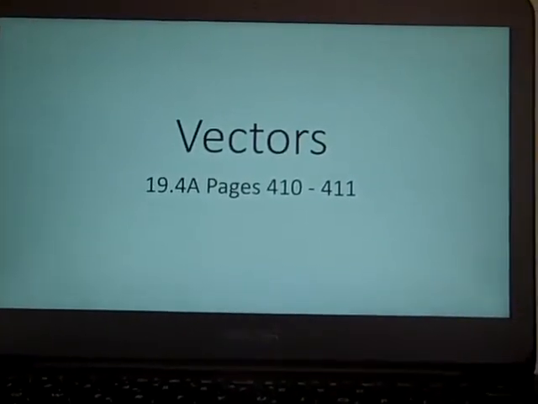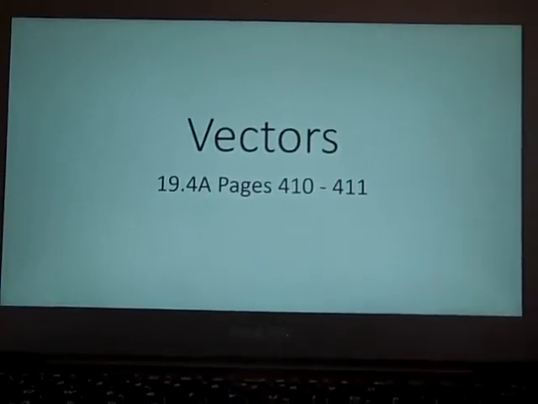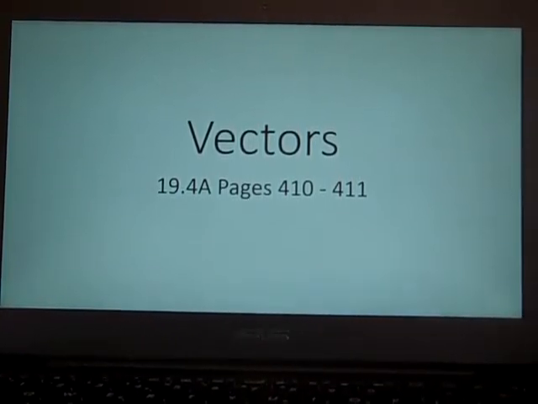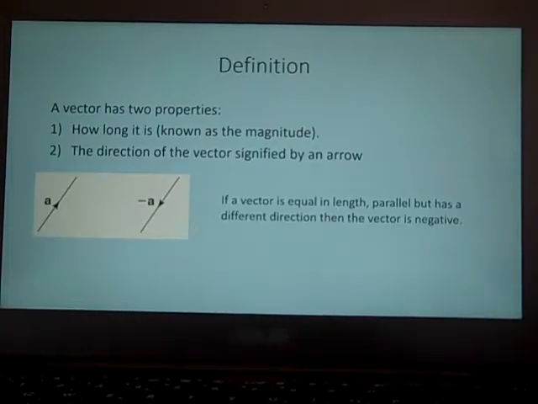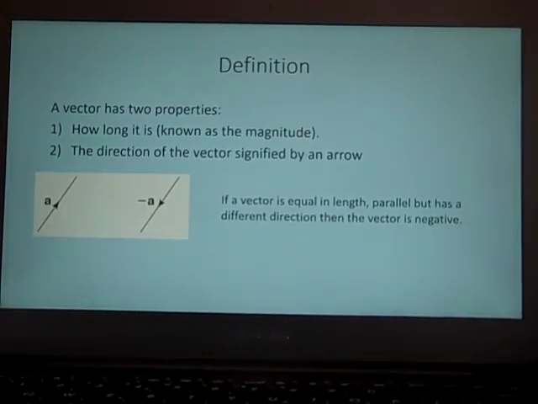Hello Year 10. So today's lesson is going to be on vectors, and you can follow along on pages 410 to 411 in the book on Caboodle. So just following on from our previous lesson, here's the definitions that we had.